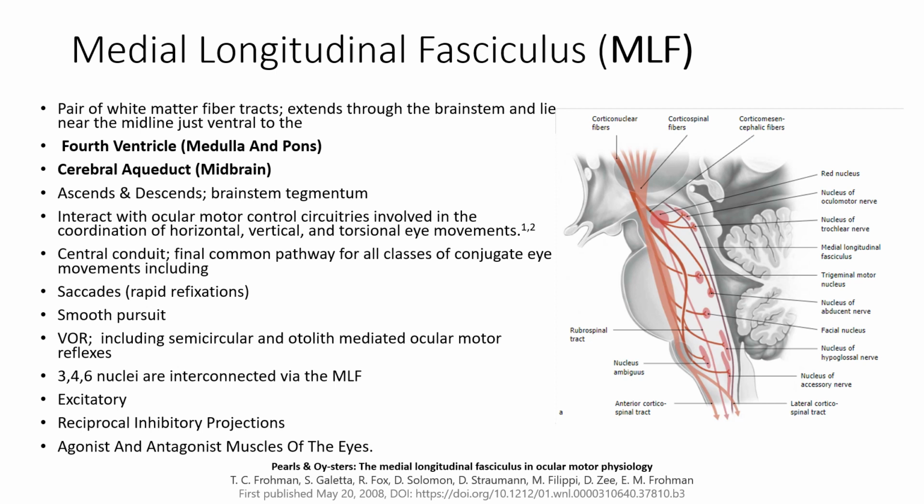Within this system are both excitatory as well as reciprocal inhibitory projections that serve to precisely regulate the interplay between agonist and antagonistic muscles of the eyes. So basically, the MLF coordinates our eye movements and allows for this smooth movement of our eyes, whether it's fast or slow, and it's going to allow the eyes to move equally with each other.